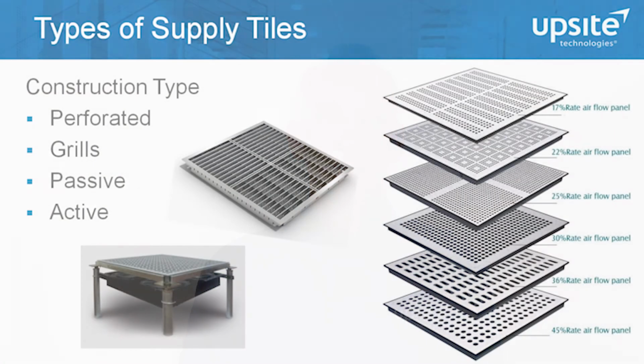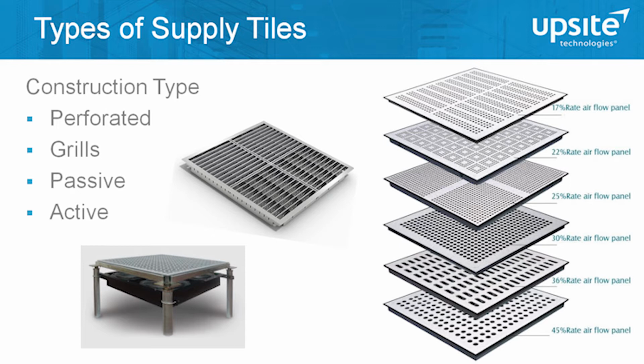There are a lot of different supply tiles, and they break down into a couple of different types. We can look at the construction type and see that there are perforated tiles, grills, and then there's passive or active. Well, a perforated tile is generally going to have a flat surface. It's essentially a standard solid tile with some number of holes punched in it. These can be constructed in a number of different ways. It doesn't really matter when you're looking at airflow considerations. It's primarily about the open area. So you have perforated tiles and you have grills.